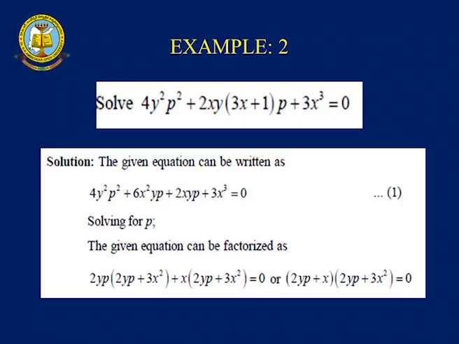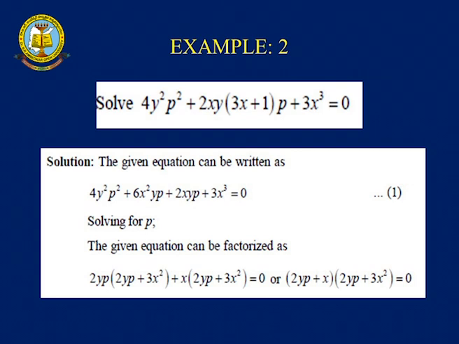So this is one example of solve for p. And next, similarly, example 2, also based on solve for p: 4y square p square plus 2xy(3x plus 1)p plus 3x cube equal to 0. In every problem, we first have to make it a factorization. If we make it a factorization, the problem can be easily solved. So, this is solve for p.